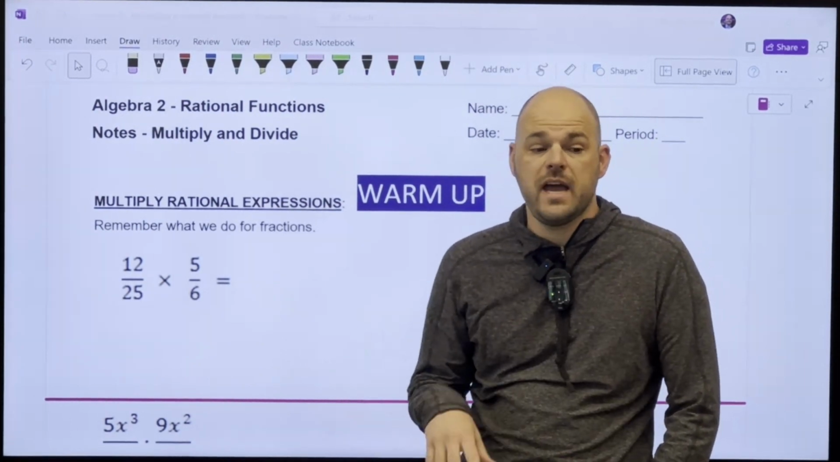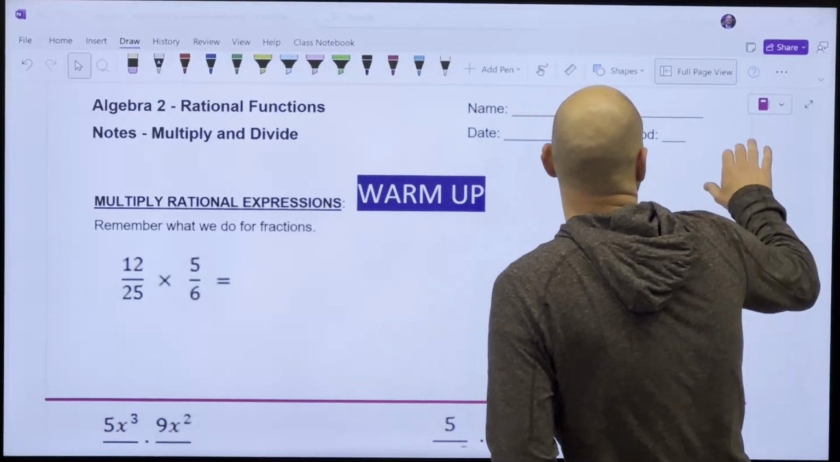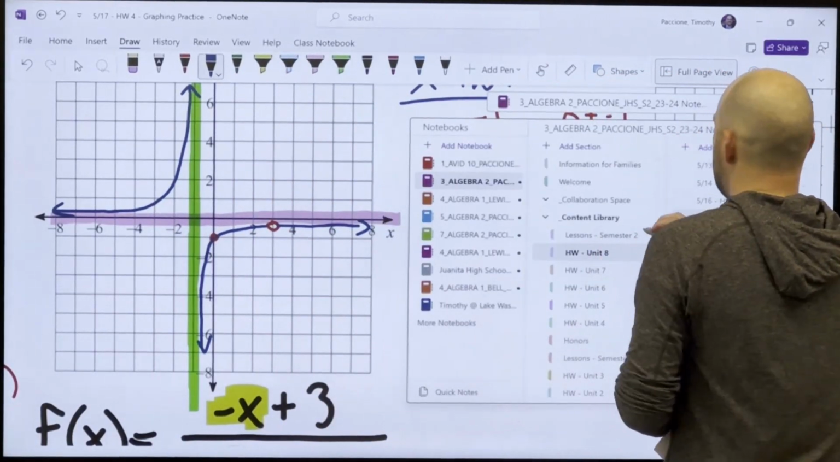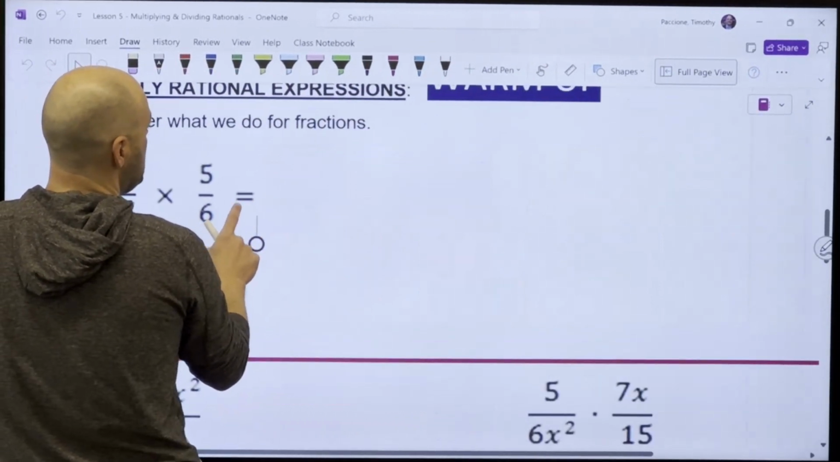But before we do that, let's take the time on the homework if needed. So grab your homework.